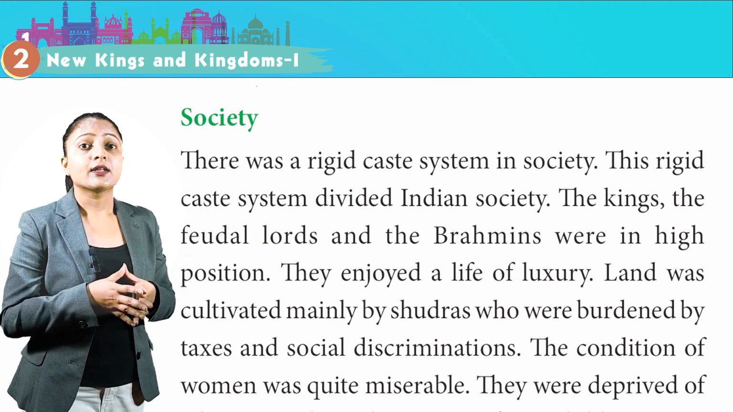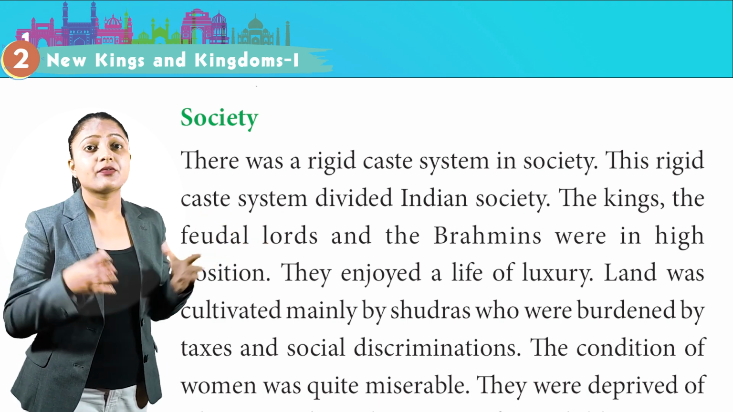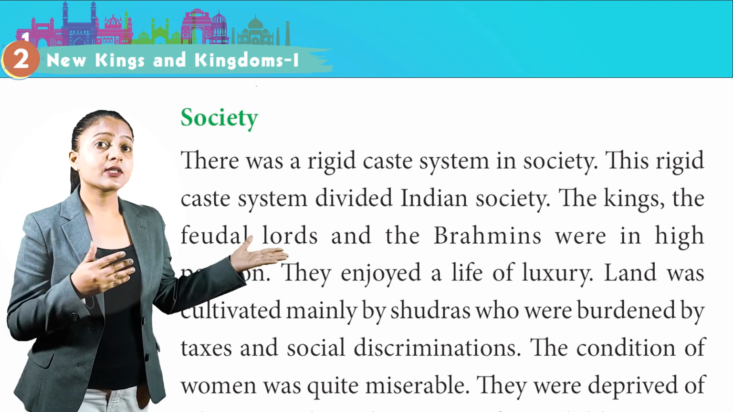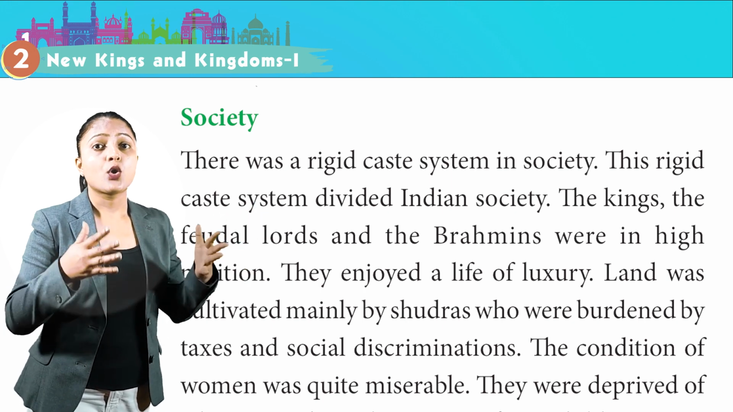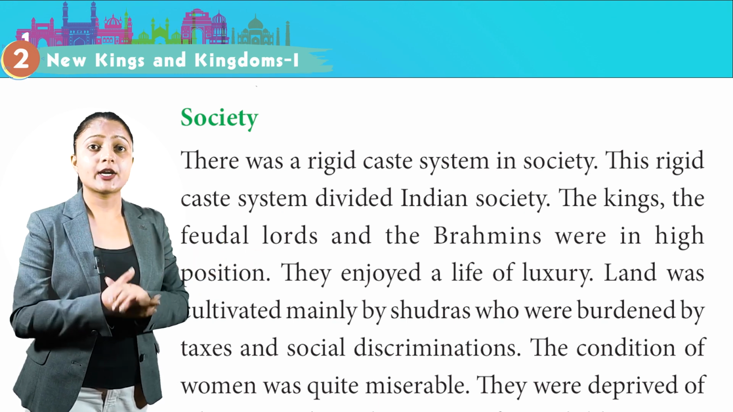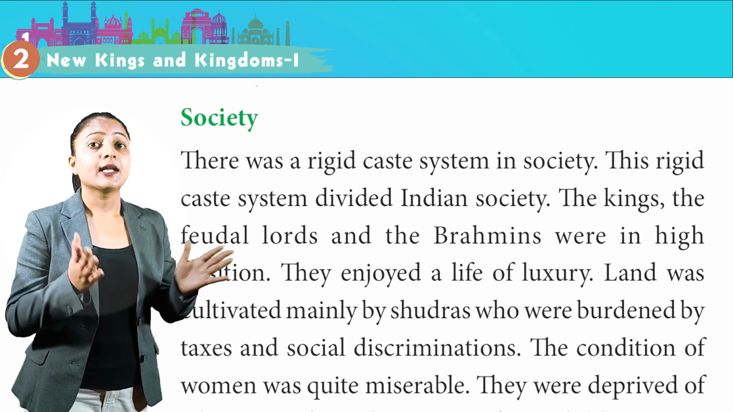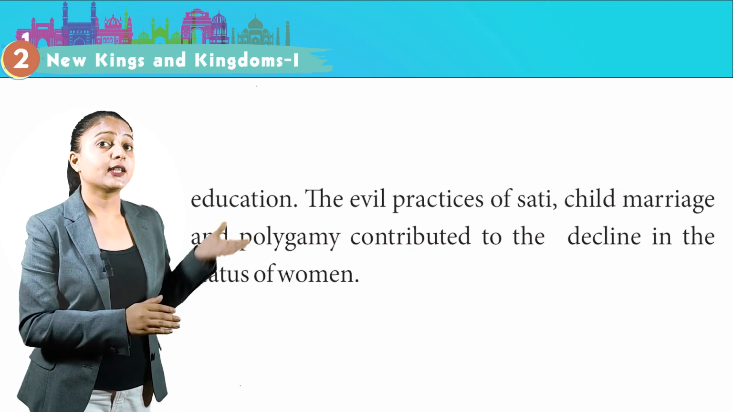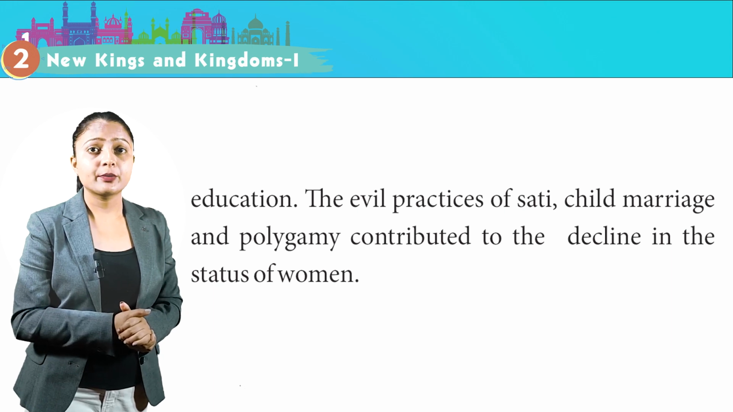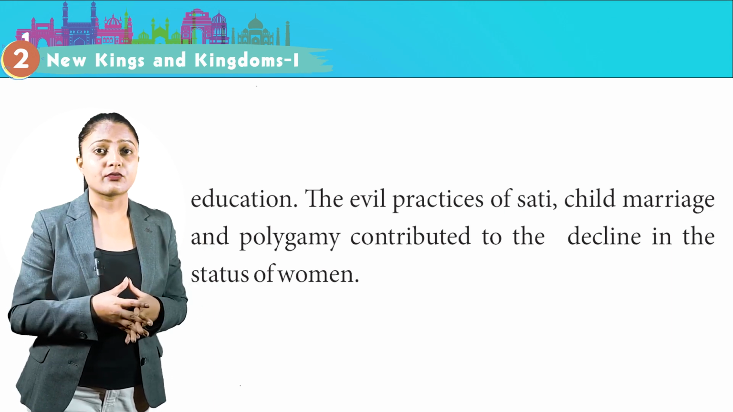The kings, the feudal lords, and the Brahmins were in high position. They enjoyed a life of luxury. Land was cultivated mainly by Shudras who were burdened by taxes and social discriminations. The condition of women was quite miserable. They were deprived of education. The evil practices of sati, child marriage, and polygamy contributed to the decline in status of women.